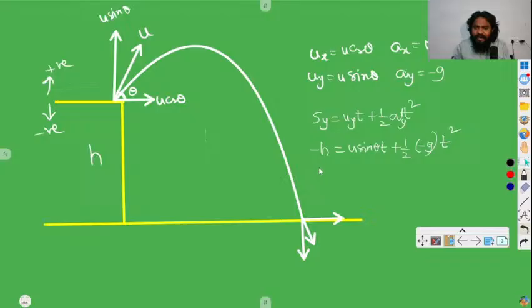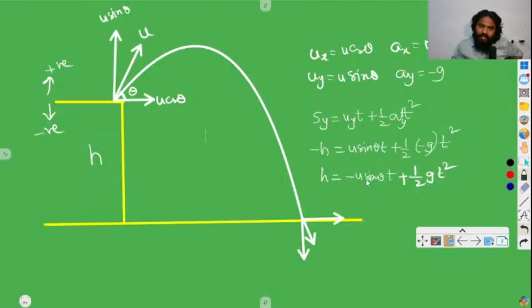Then you can write h is equal to minus u sin theta into t, and the sign changes, so plus half g t square, right? Like, by using this equation you can find the time, and then whatever physical quantities they want to ask you, you can find them out.